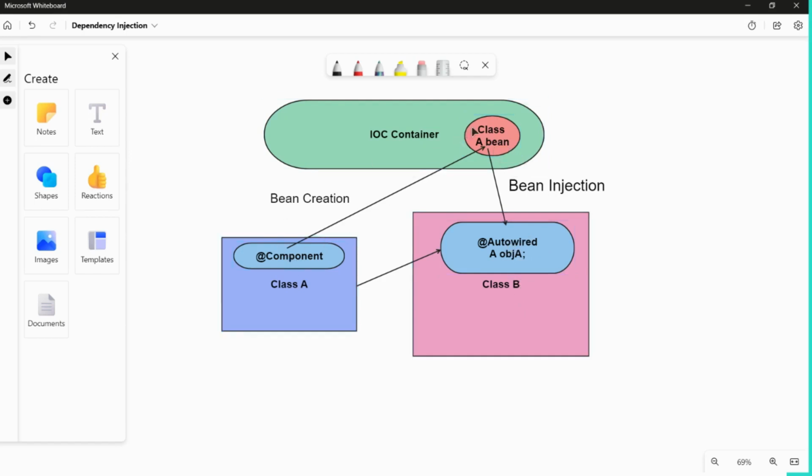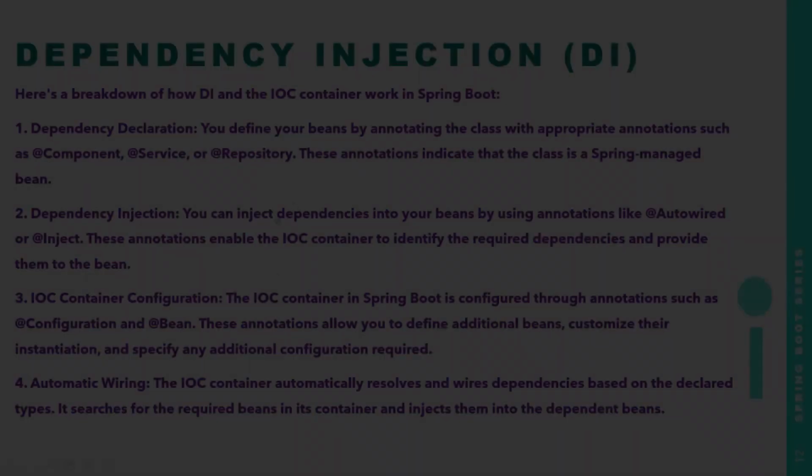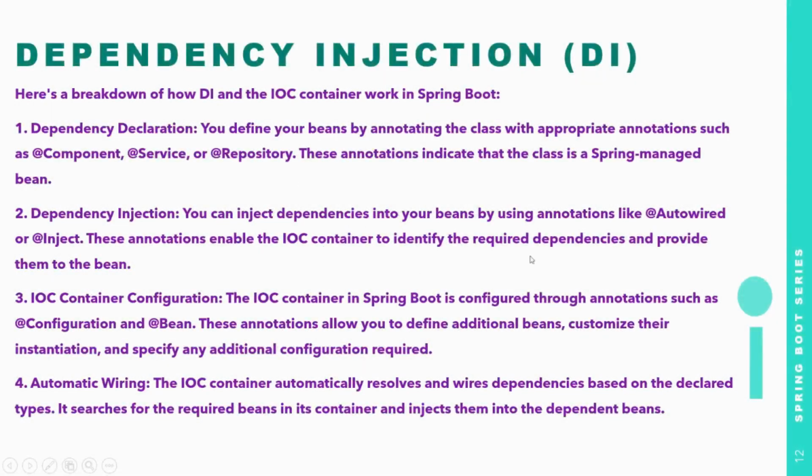This also represents a loose coupling in our class, because we are not creating an object of class A in our class B; it is handled by the IOC container. So this is called loose coupling in Spring Boot. Now guys, let us understand this DI with a code example, and also understand why we need DI or the IOC container in our Spring Boot, and how it helps us.